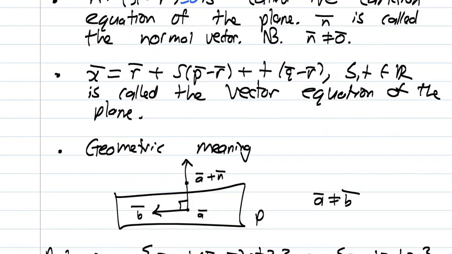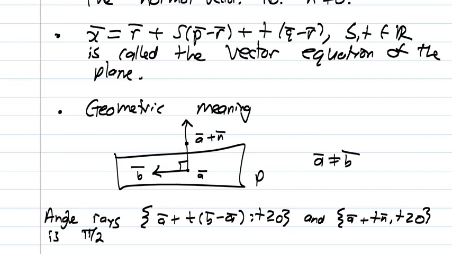Now, a little bit of a geometric meaning. So, if A is a point on the plane and B is a point on the plane, then you can form the line that passes through A and B, or you can form the ray that starts at point A and passes through point B, and then you can form the following ray that passes through point A and passes through point A plus n. So A and B should be different points on the plane. Then we can form the following two rays.